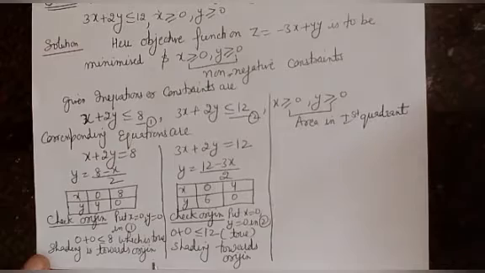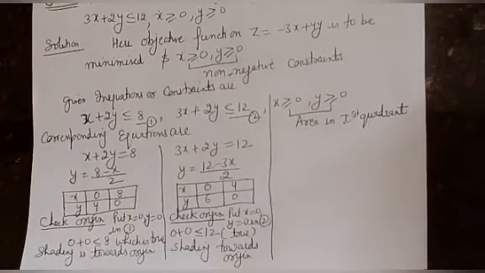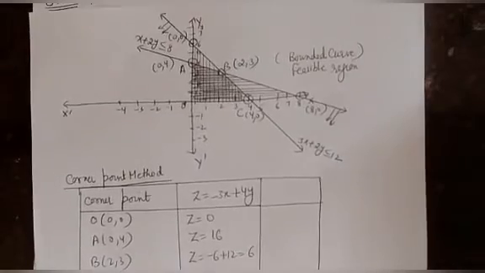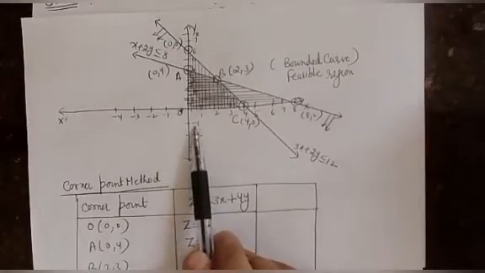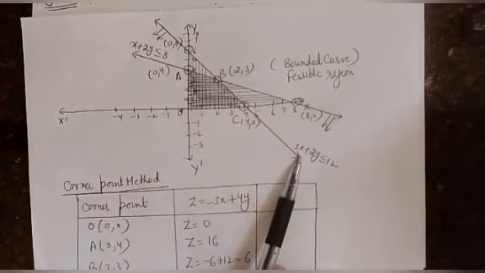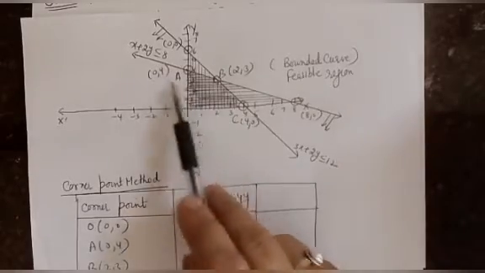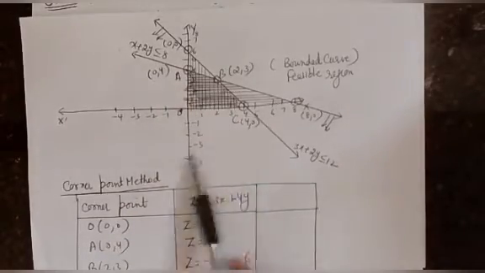That means this time also we are going to get a bounded curve. So let us see the graph of this question, and the graph of this question is like this. Now this is the plotting of line 3x plus 2y less than equal to 12. Since the shading is towards origin, you have to shade the area this way.